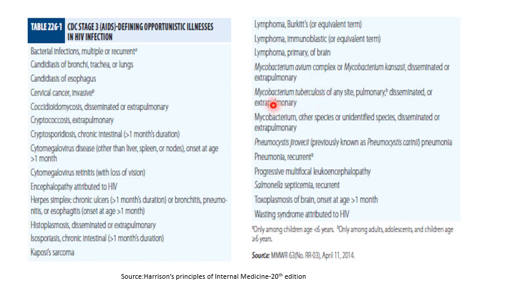This is the most common opportunistic infection in India. Mostly patients present with reactivated tuberculosis, and then we accidentally discover that the patient has HIV. So TB is the most common presentation of a patient with HIV in India.